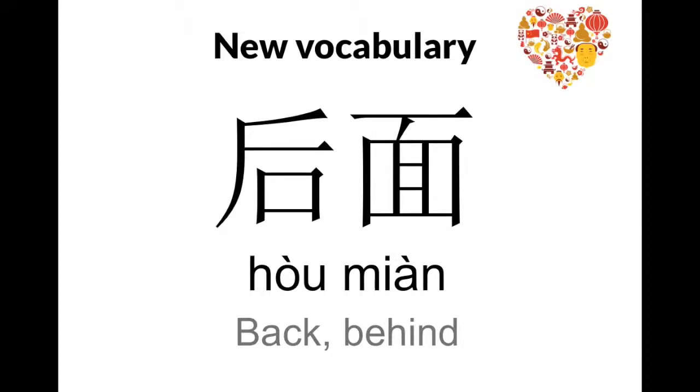后面, two fourth tones. I'll start by explaining the second character, 面. It's a marker for direction, but it doesn't mean any specific direction in itself. And it has no English equivalent. So it almost always occurs in pairs like this, where the word to the left indicates the type of direction, and this 面 tells us that it is a direction or a relative place of some sort. So in this case, we have 后面, meaning back or behind.